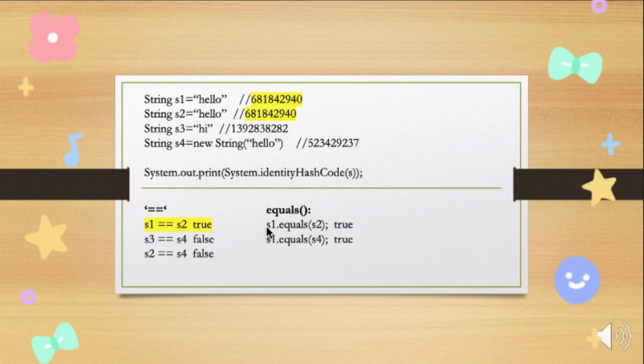But for the equals method, as we just checked in the source code of the equals method in String, it compares the values of two strings. So here, s1, s2, and s4 have the same values. They're all hello. So s1 equals s2, and s1 equals s4. Also s2 equals s4, right?